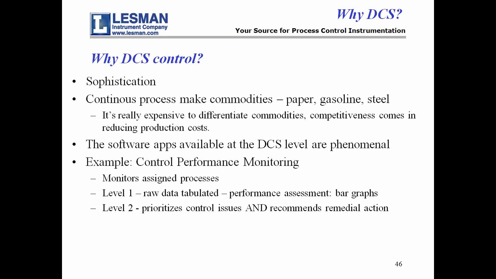And the other thing is the software apps that are available at DCS level are absolutely phenomenal. I'm going to use an example here called Control Performance Monitoring. This is an add-on, tack-on package to DCS control. And what it does is it monitors all these assigned processes out there. It gives you two levels of response. Level one, it just shows you what all this raw data is. It tabulates it. So you get bar graphs or trends to see what's happening. The real key, though, is that it prioritizes what's happening out there, making decisions on it, and then actually recommends remedial action.